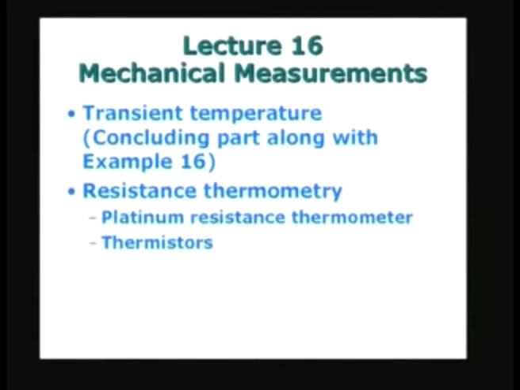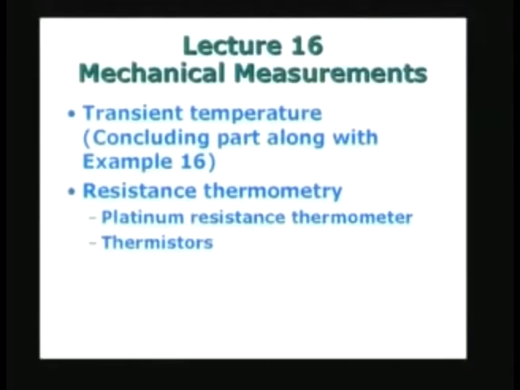This will be lecture number 16, mechanical measurements. Towards the end of the last lecture, we were looking at the measurement of transient temperature, and we discussed 3 different cases. And the last case, that of sinusoidally varying temperature, was not completely covered in its entirety. And therefore, what I am going to do in the present lecture is to start with that particular case and look at the details of how the response of the system behaves with a sinusoidal input, and then we will give an example which I call example 16.